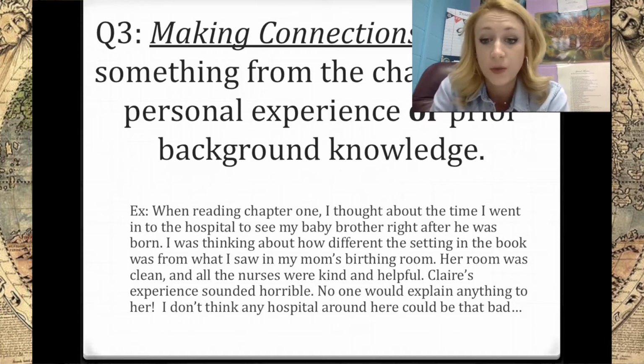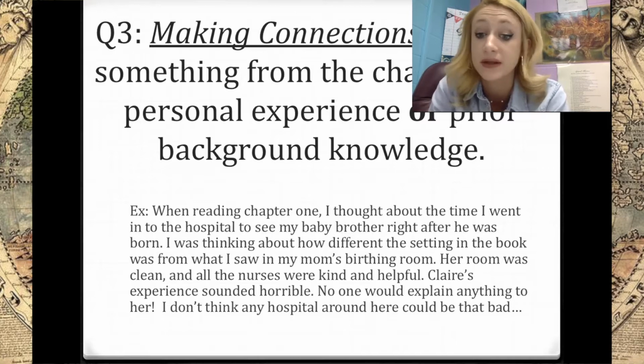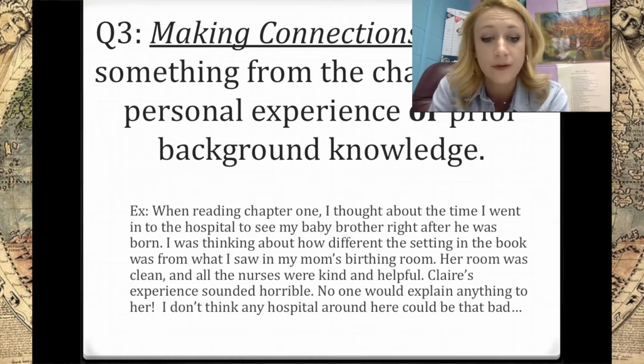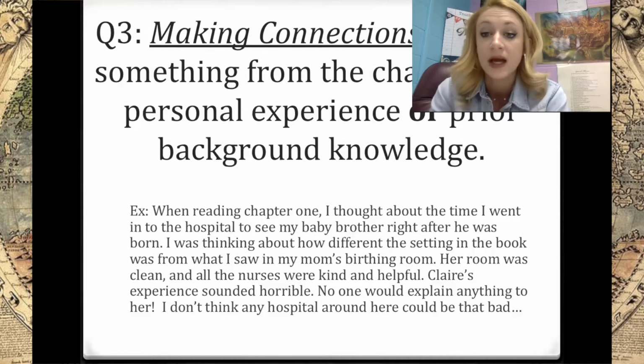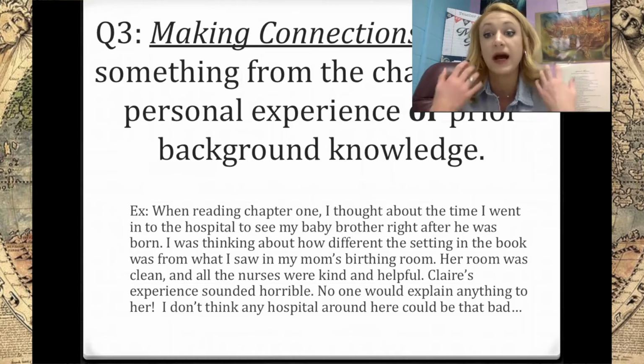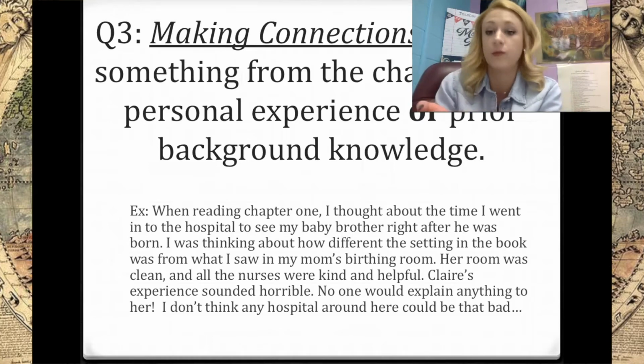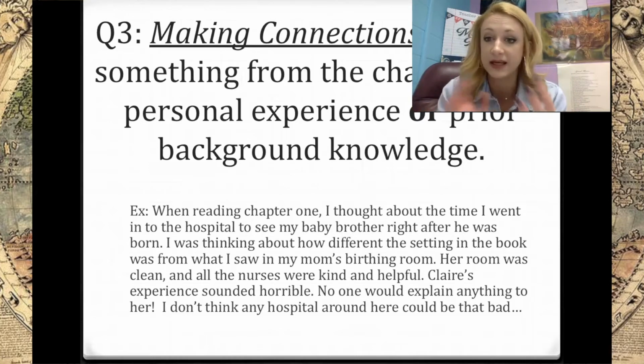When reading chapter 1, I thought about a time when I went in a hospital to see my baby brother right after he was born. I was thinking about how different the setting in the book was from what I saw in my mother's birthing room. Her room was clean and all the nurses were kind and helpful. Claire's experience sounded horrible. No one would explain anything to her. I don't think any hospital around here could be that bad. And so here I'm showing that what I know, what I've experienced is different from what I saw in this chapter, and that's making connections.